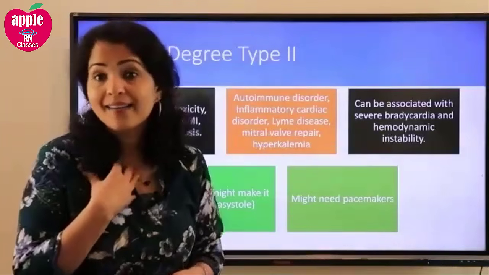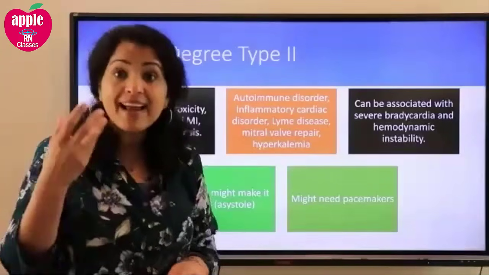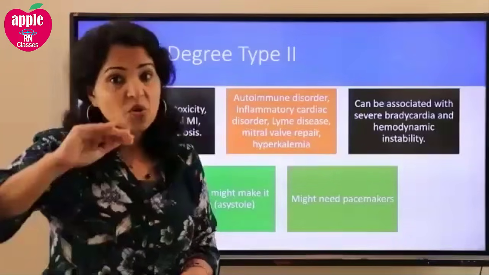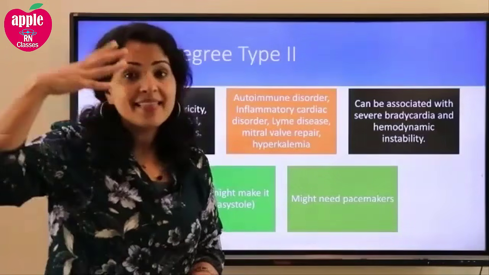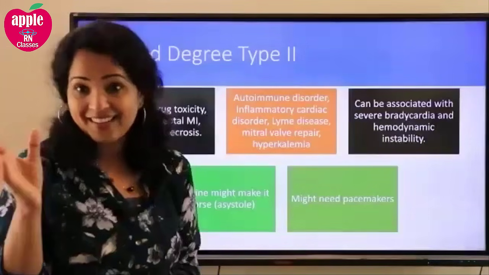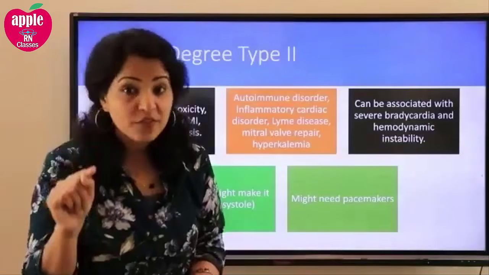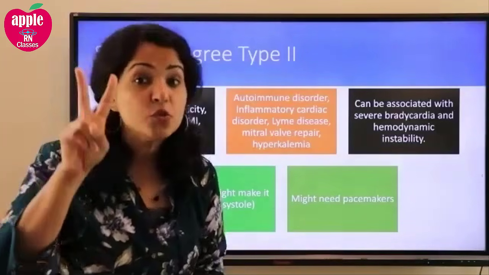And heart is also muscle. I mean, myocardium is a muscle. So this muscle can get fibrosed. So when there is fibrosis, the electrical conduction is not going to be happening in the right way. There can be a problem. And that is one of the reasons for type 2.